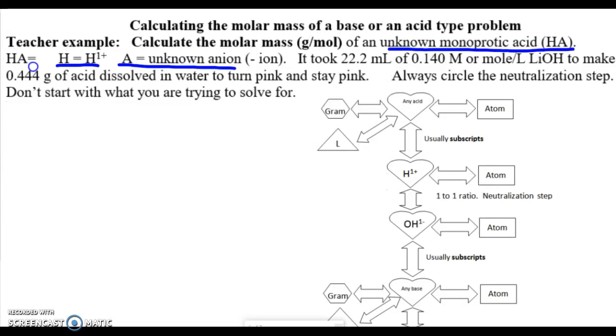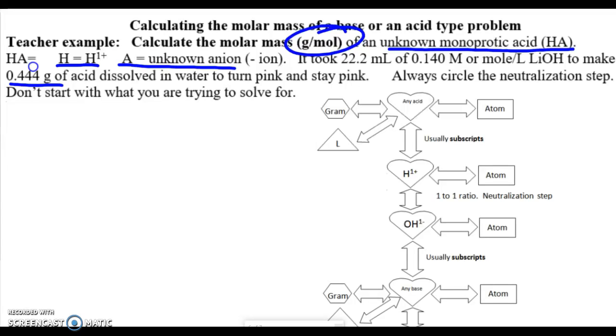In this problem, it took 22.2 milliliters of 0.14 molar lithium hydroxide solution to neutralize 0.44 grams of acid. That's what this problem is telling us. So what we're trying to do is find the molar mass of the acid, and therefore we can, with a little bit of work, figure out what acid we actually have. So again, we're trying to find grams per mole.